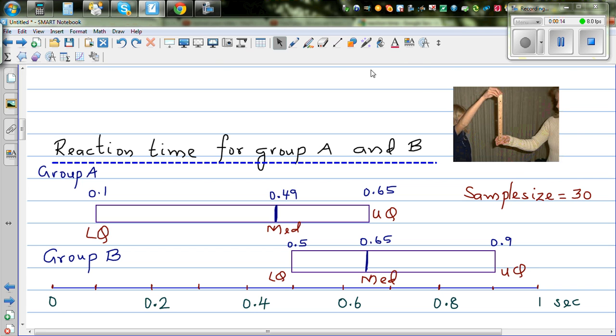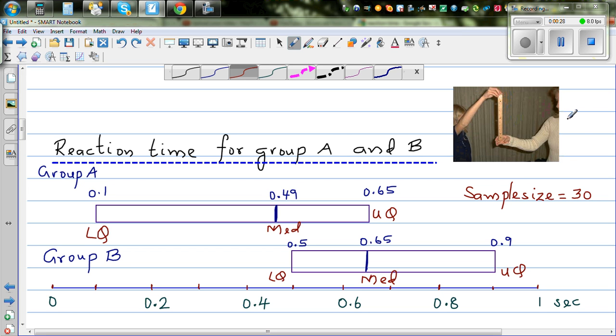This is a person dropping a ruler. Okay, so this can be a 30 centimeter ruler. So this person drops the ruler, and that's when you start the stopwatch. And then when this person catches the ruler, that's when you stop the stopwatch, and then you record the time.